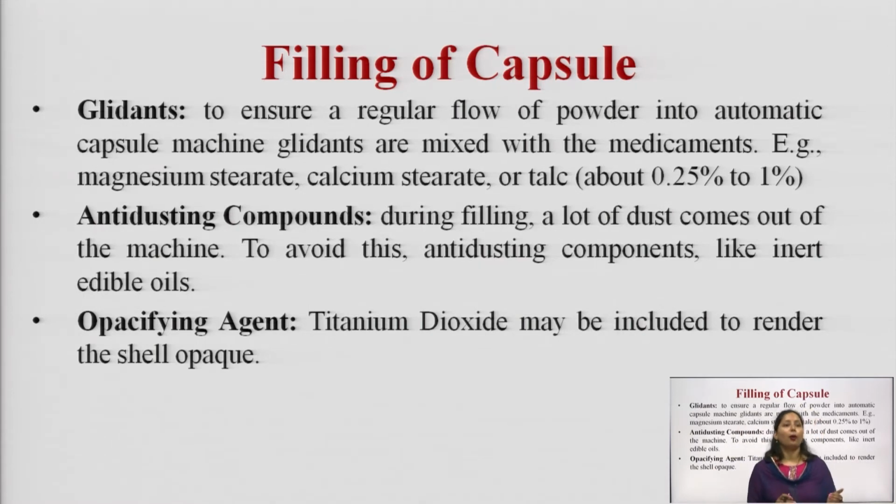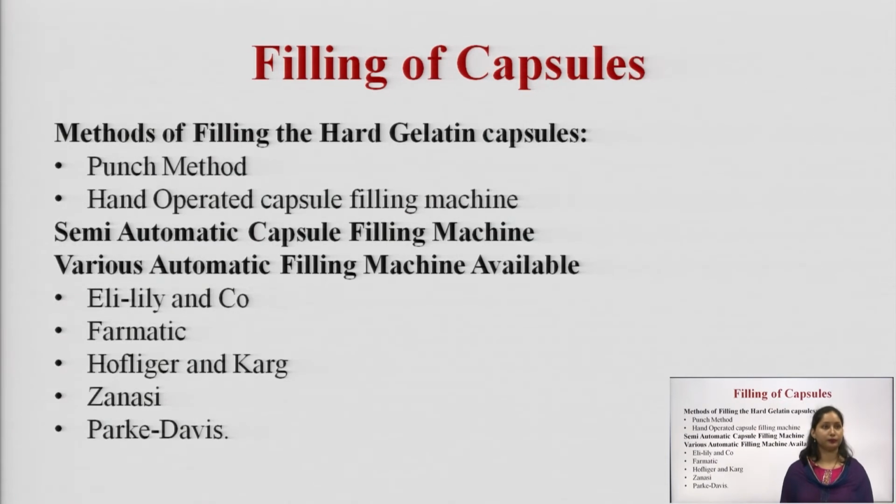Then opacifying agent. Titanium dioxide may be included to render the shell opaque. To make the shell opaque, we use titanium dioxide as an opacifying agent. These are the excipients which are incorporated in the manufacturing of the capsule. Then methods of filling hard gelatin capsule. Now the formulation is over, and next is how we are going to fill the hard gelatin capsule.